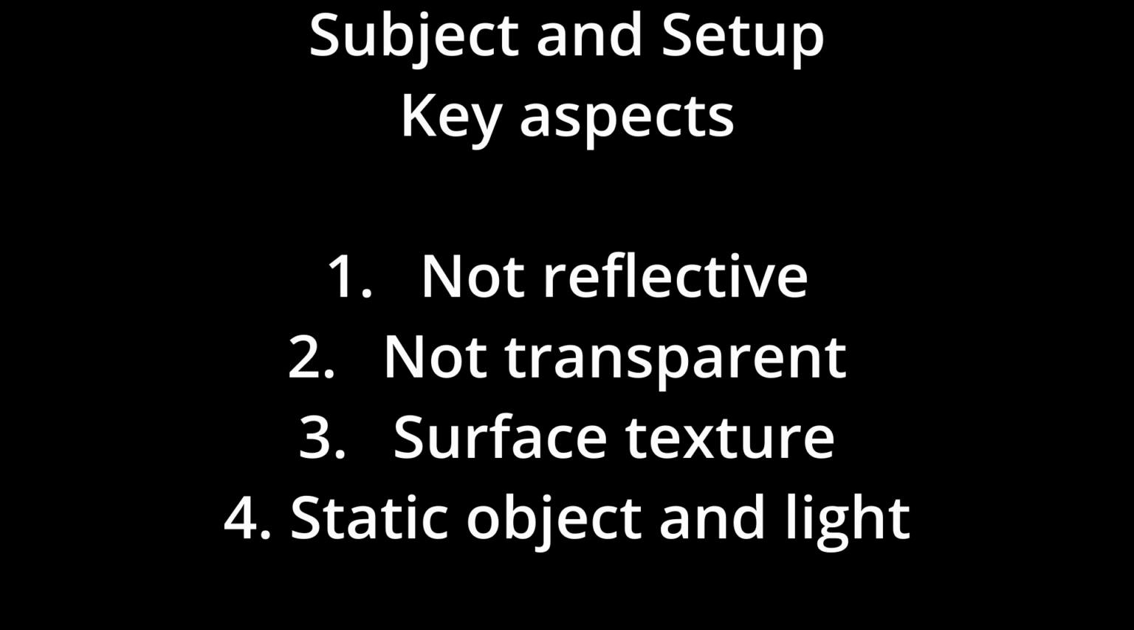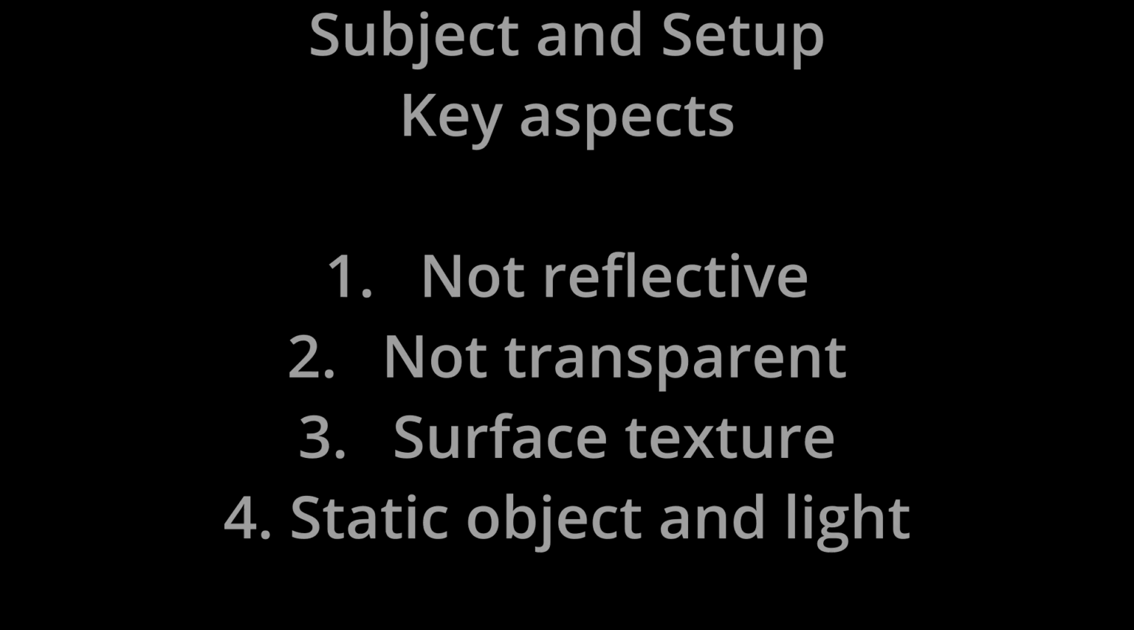Once you have your equipment ready, the second step is to make sure you have an adequate subject and a correct setup. The key aspects is that the subject of the process must not be reflective or transparent and should have enough surface texture to identify in pictures. Finally, you should have a static object and lighting to avoid making changes between pictures.